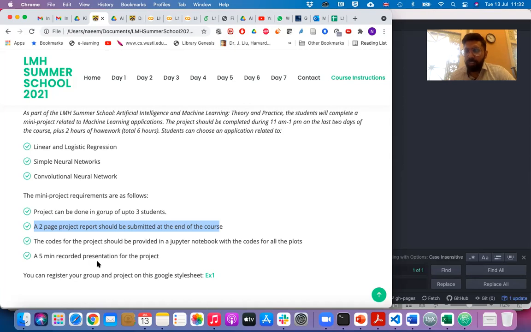Just a small project, like a small report explaining the data: the data is like this, I use this type of network, and this is the type of results that I get.